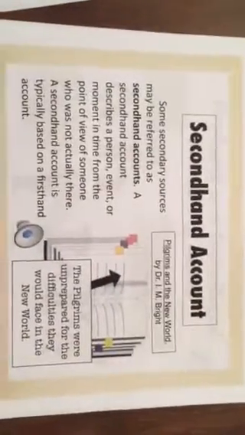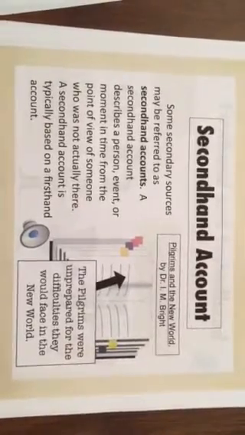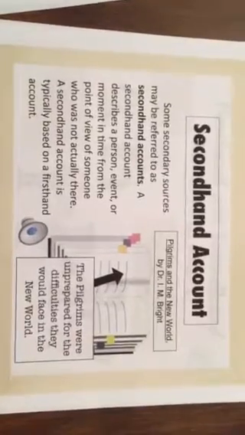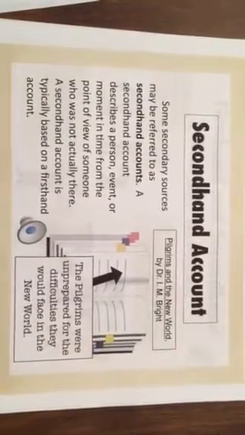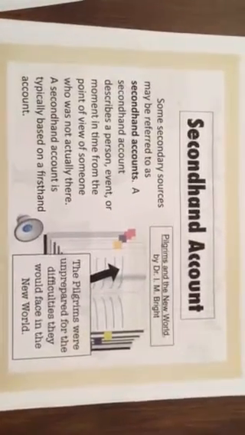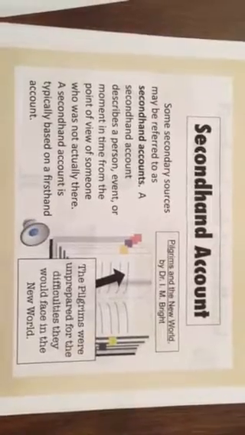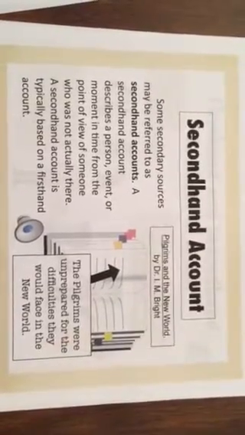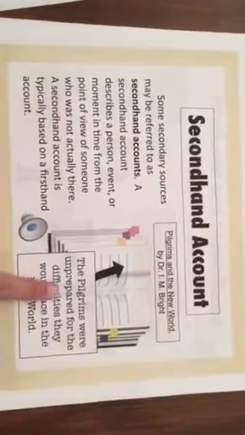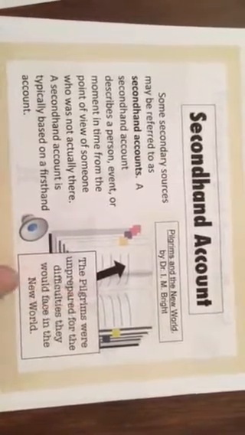Secondary sources are often referred to as secondhand accounts. A secondhand account describes a person, event, or moment in time from the point of view of someone who was not actually there. A secondhand account is typically based on firsthand accounts for that information. So if you're going to share some information about something, you're going to want to get some really good primary sources to give you lots of evidence and examples to help explain it better to other people. So where you see the word pilgrims being used, this is a third person point of view.